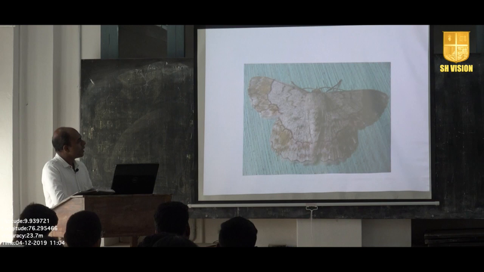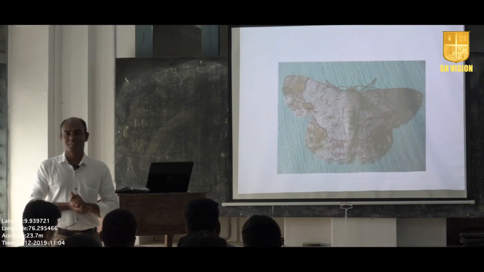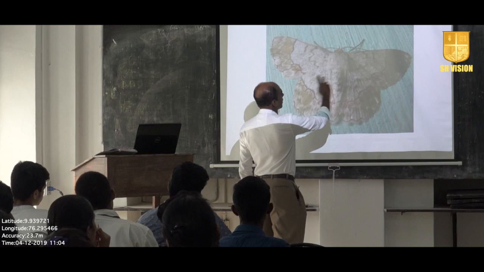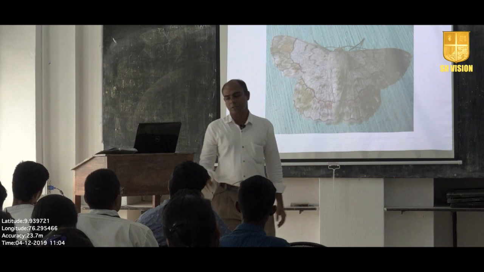And this is another, this is a moth. What is the difference between a butterfly and a moth? Color. Only color. Texture. When a moth rests on some object, it will spread its wings. Only moths will spread their wings like this, and their antenna is long. It has a feather-like appearance, whereas a butterfly has a club-shaped antenna.